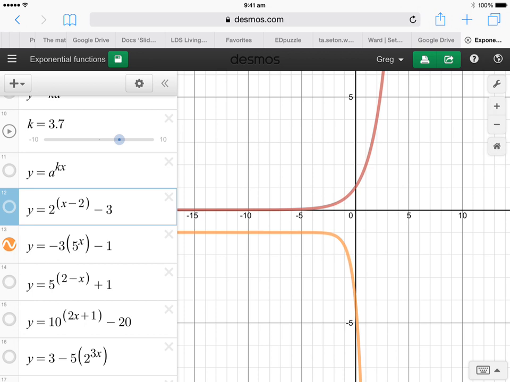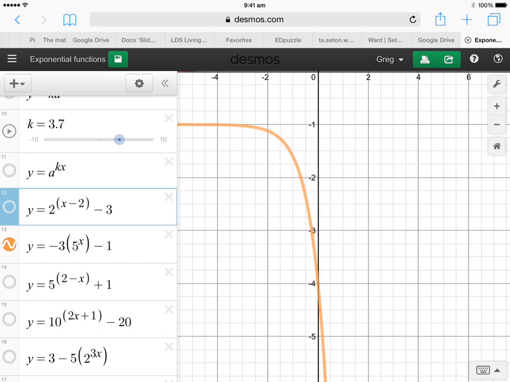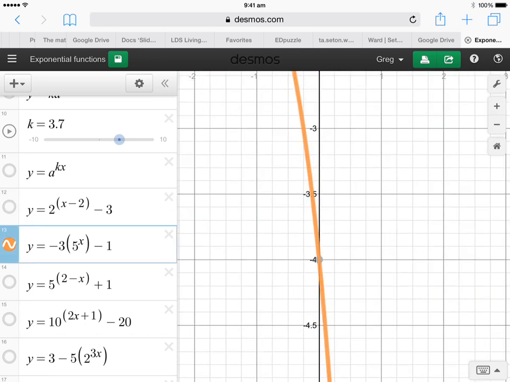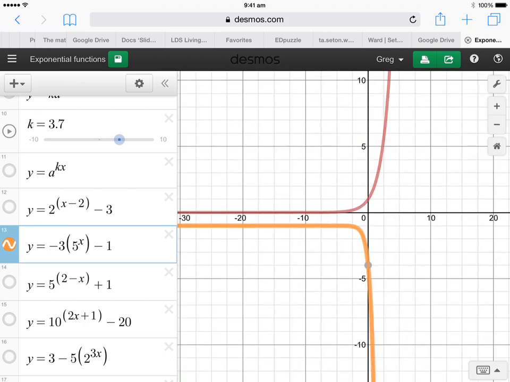Again, if we wanted to find what the y-intercept was, put x equals 0 in there. You get negative 3 times 5 to the 0. 5 to the 0 is 1. Negative 3 times 1 is negative 3, take off 1 is negative 4. So that allows you to be accurate about what the y-intercept is for that graph.